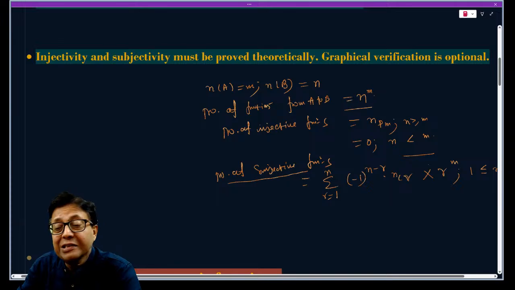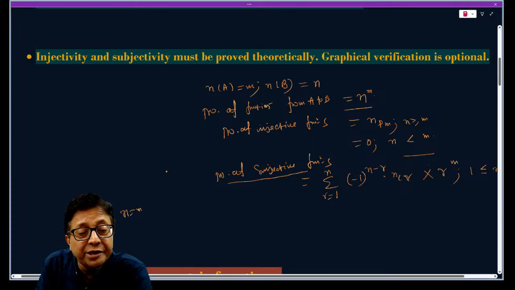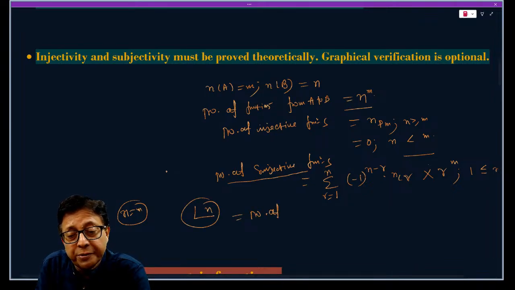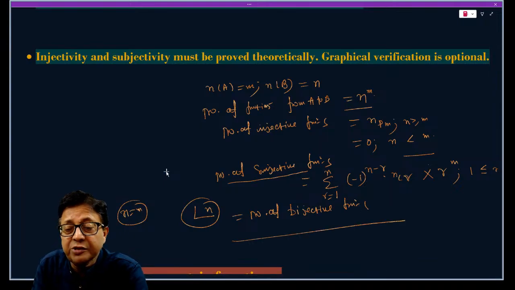Now, the number of bijective functions. A bijective function is possible when n equals m, and it is given by n factorial. This is equal to the number of bijective functions. Please don't forget this.